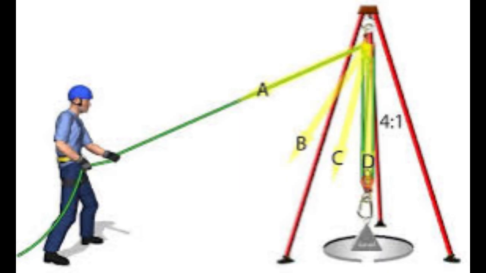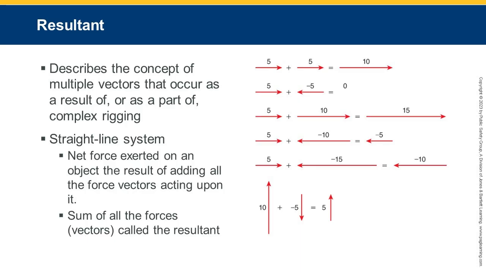So why do we care? Because understanding the resultant helps us predict how the load will move, how much tension is on each rope, and whether our anchors are being loaded safely. Basically, you're not just guessing, you're letting physics do the math for you. Remember, every time forces interact, there's a resultant. In complex rigging, this is crucial. In simple rigging, it's still important. Ignoring it is like trying to drive while blindfolded. Maybe fun in a video game, not so much in real life.